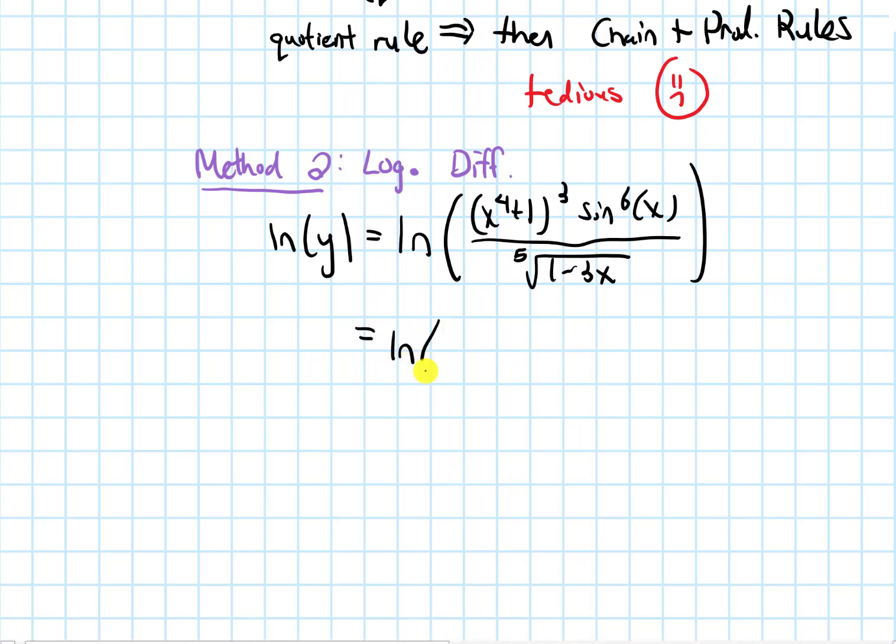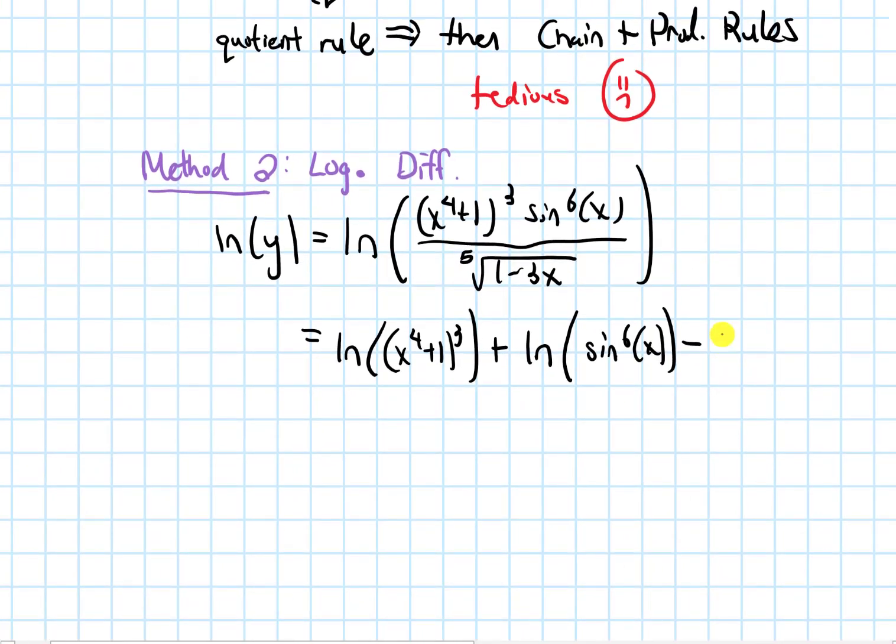I will get ln of this x to the fourth plus 1 being cubed added to the ln of that sine to the sixth of x. And then because that whole thing is being divided by this fifth root, I'm going to get minus ln of 1 minus 3x. And it's going to be helpful to rewrite the fifth root as a 1 over 5 power. Okay, so ln of y equals this. So I can continue to simplify.